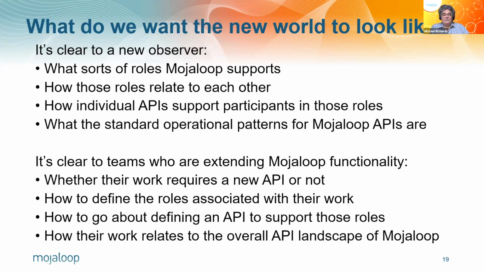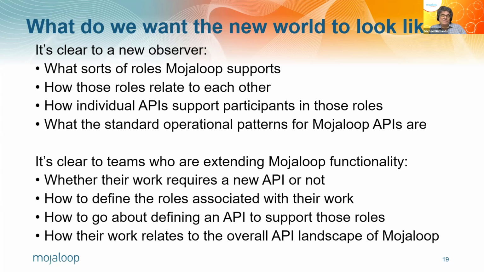So what we want the new world to look like is something like the following. We want to be clear to a new observer what sorts of roles Mojaloop supports, so that people can understand how those roles relate to each other. For instance, in the case of a DFSP who is both an ordinary DFSP and a DFSP that provides services to third-party initiators, people need to be able to understand what the differences are between those two roles, what the additional responsibilities are that are reflected in the fact that a DFSP supports third-party initiators.